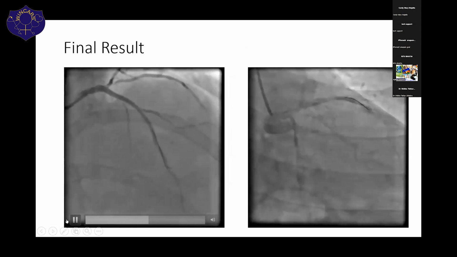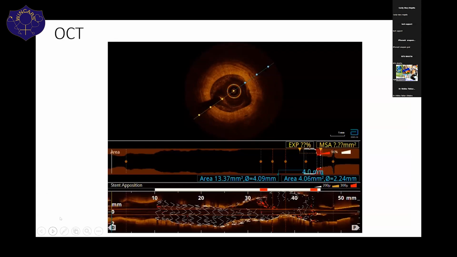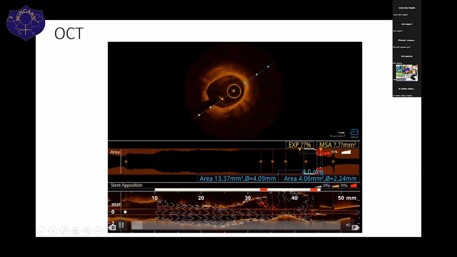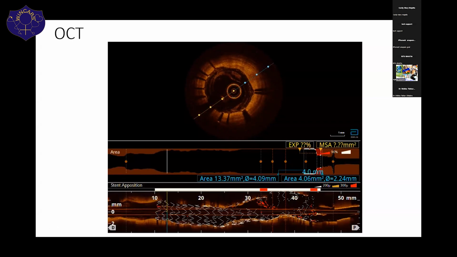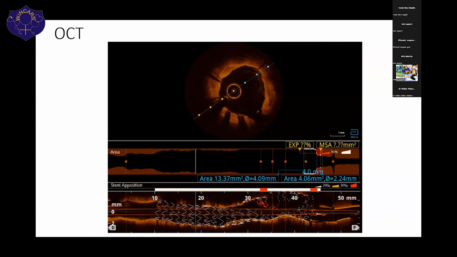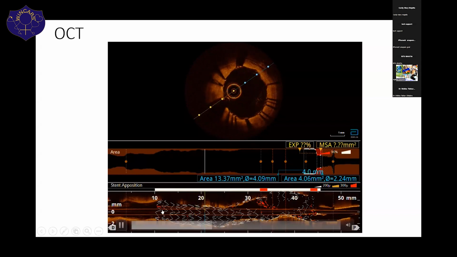And as I said, as Dr. Ankush was also saying, we did not do any kissing balloon in this patient. We kept it simple. So at this point of time, we took the MSAs. The MSA is the most important marker for future MACE. And the MSAs were very good.